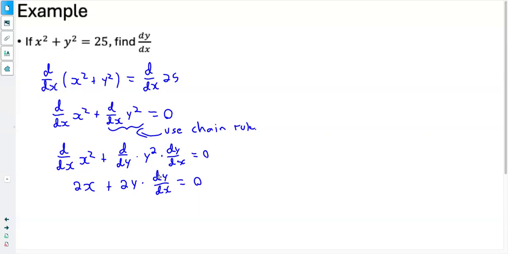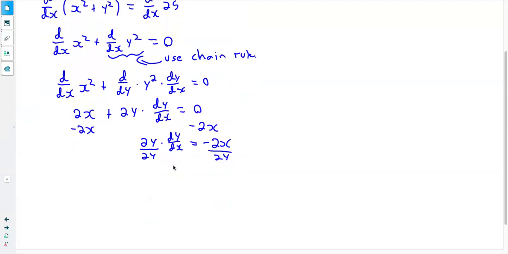Now, we want to find dy dx, so we just need to rearrange to get this part on its own side. Subtract 2x from both sides of our equation. So that gives us 2y times our derivative of y with respect to x is equal to negative 2x. At this point, divide both sides by 2y. So that gives us our derivative of y with respect to x is equal to, the 2's are going to cancel out, negative x over y.